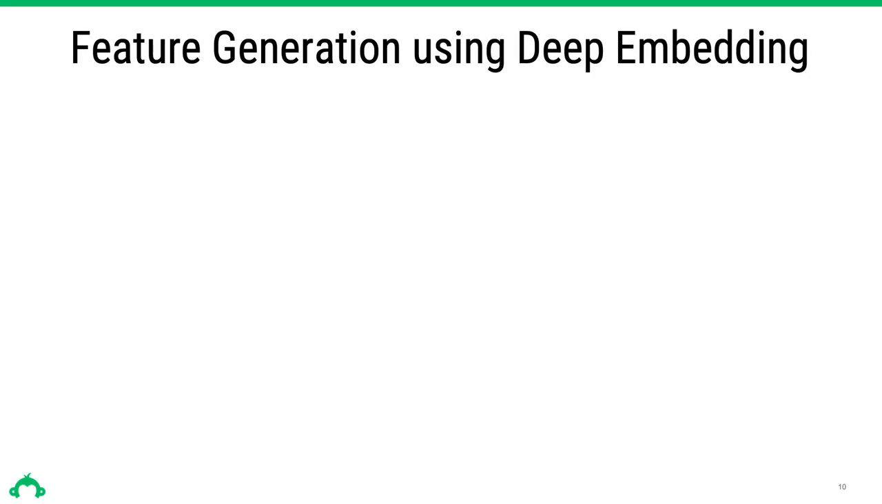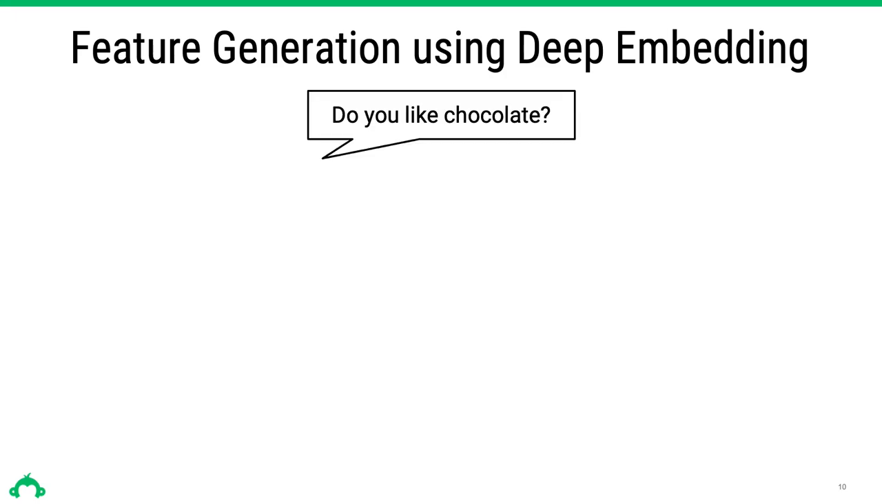In machine learning model training, we need to create some features from the question text data so that we can use them to train the model. Now, I'm going to talk about two major classes of methods that we can create numerical features from the raw question text, which is, do you like chocolate?